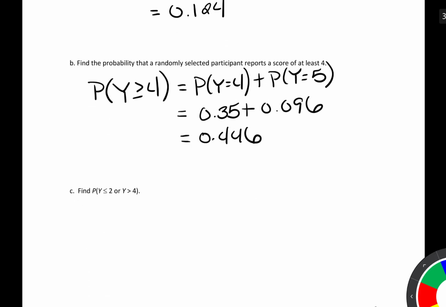And one last one here, we want to find the probability that y is less than or equal to 2 or y is greater than 4. So again, we could just list out the different probabilities.